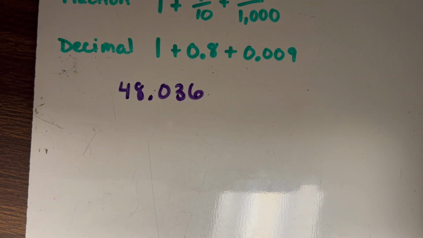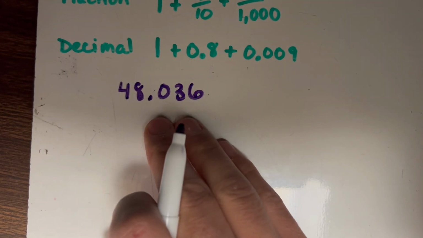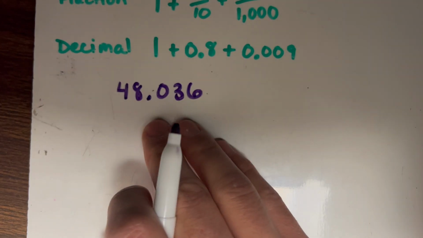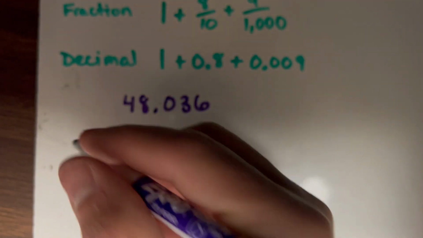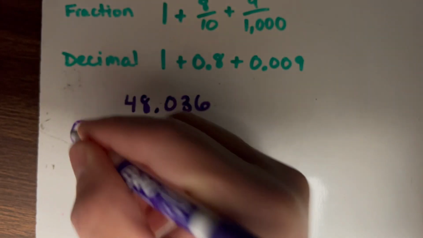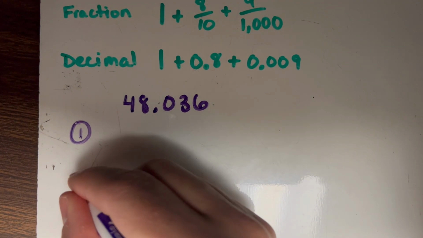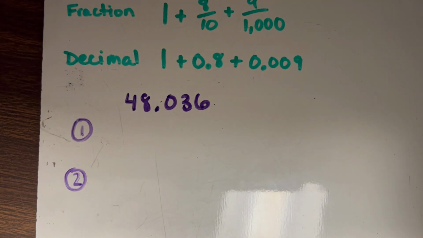So on your homework, it's going to ask you to represent this number in expanded form in 2 ways, okay? So you can do it like this by writing fraction, decimal, or you could just write like, okay, I'm going to do it this way first and this way second, okay?